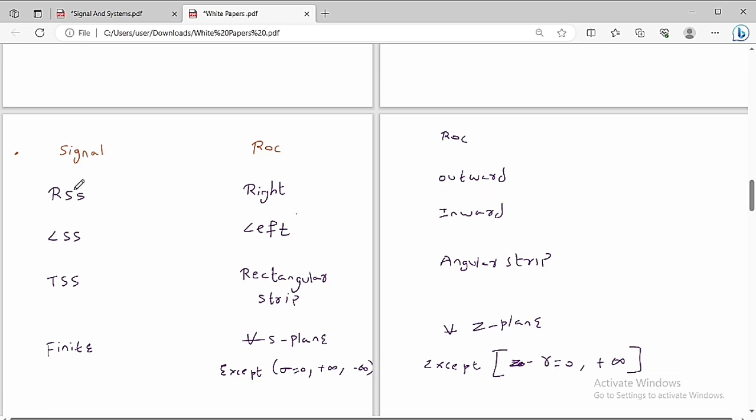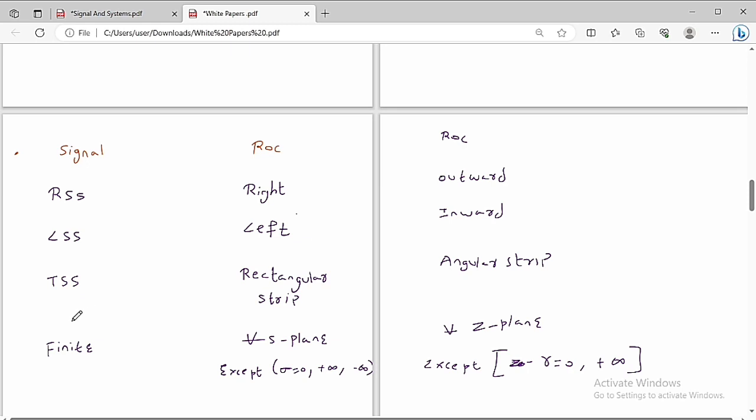Finally, a given signal is called a right-sided signal means f of t is equal to 0 for t less than 0. Then that is called a right-sided signal. For this, the ROC is the right side of the S plane, and outward of a circle in the Z plane. If a given signal is a left-sided signal, meaning f of t is equal to 0 for t greater than 0, then the ROC is toward the left side of the S plane and it is inward of a circle in the Z plane.